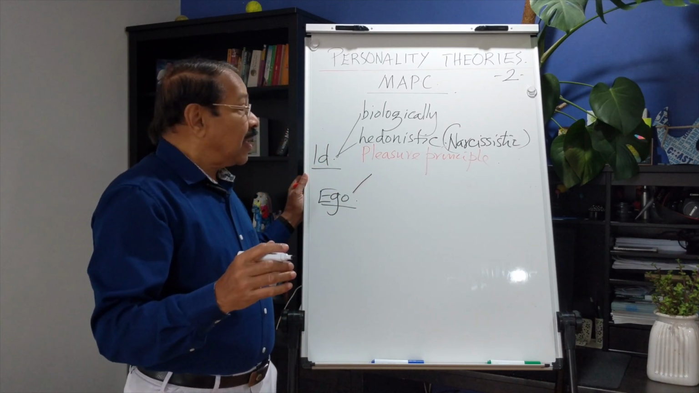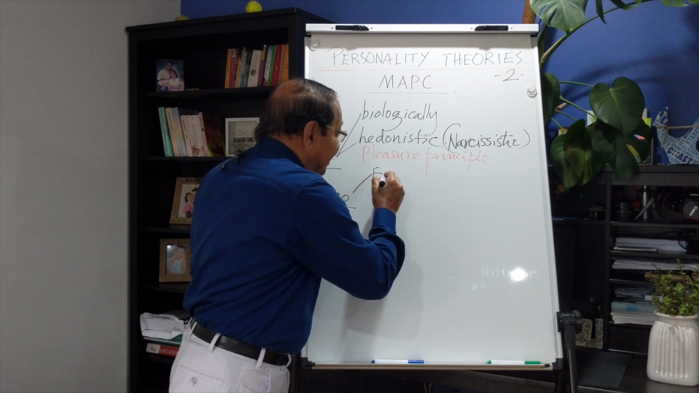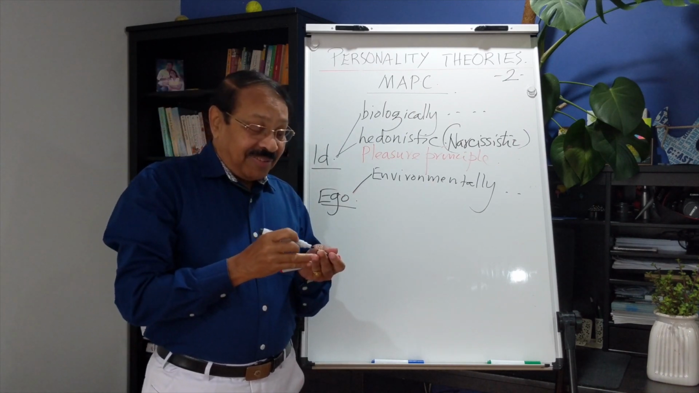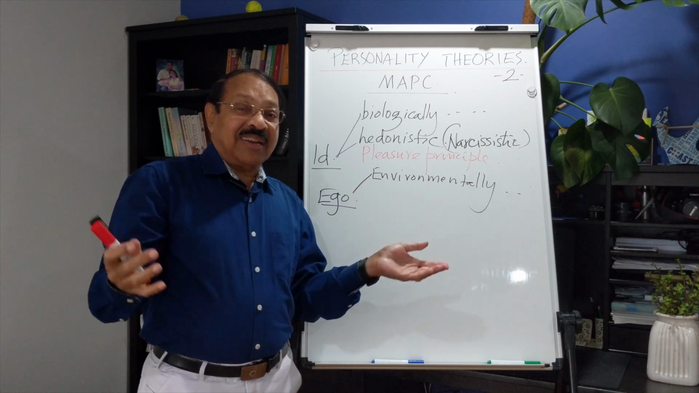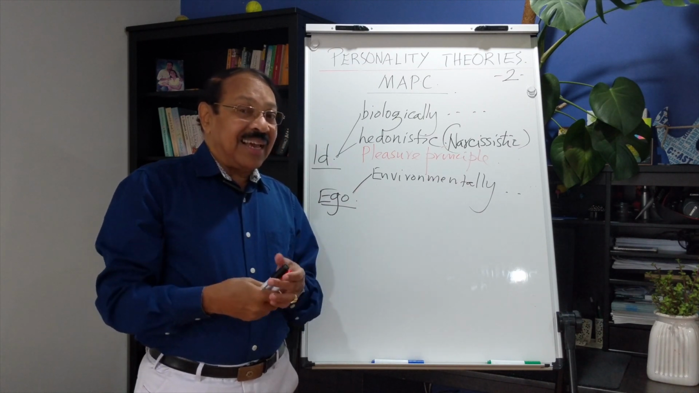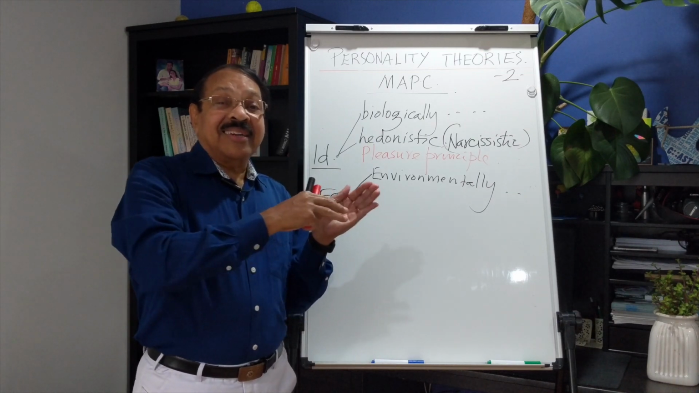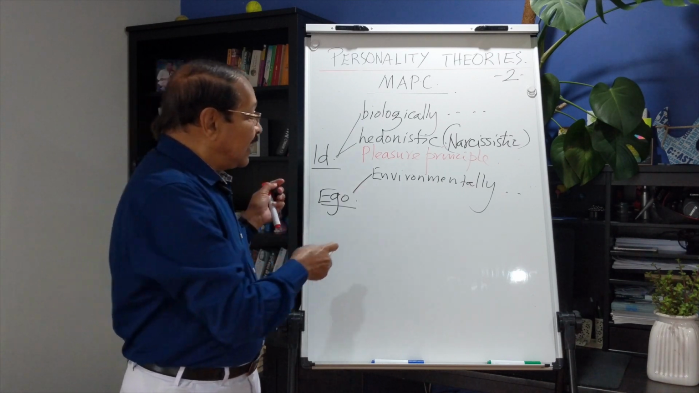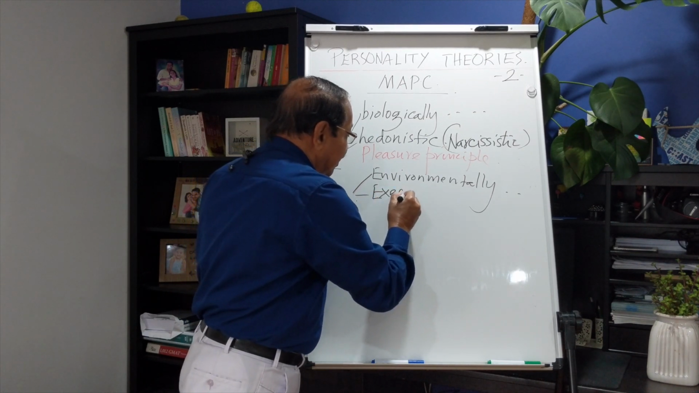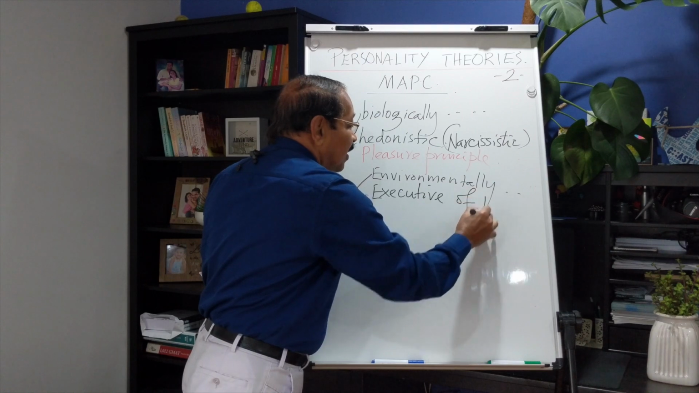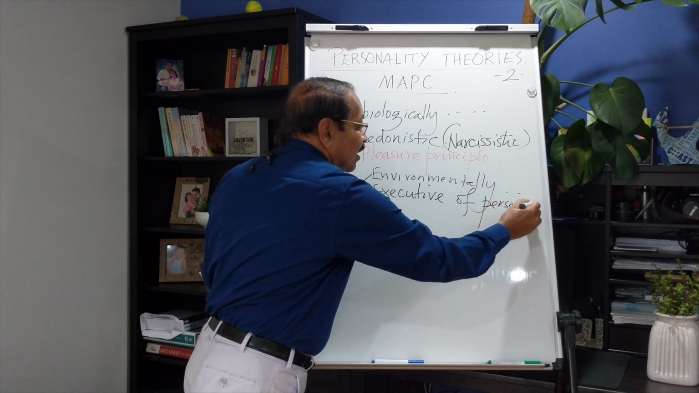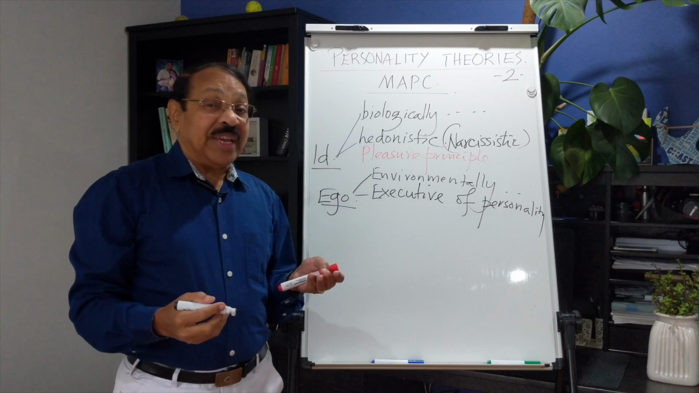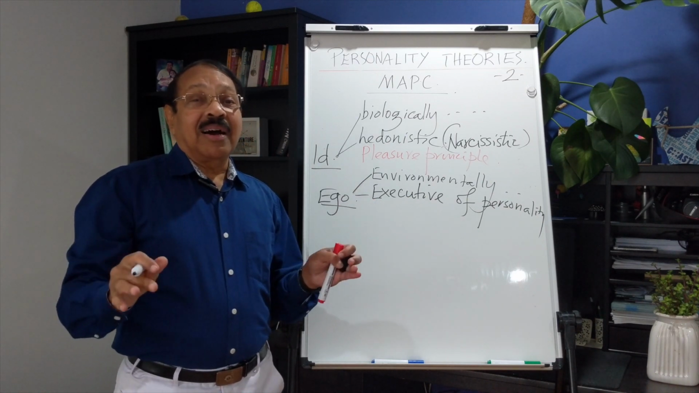The ego is environmentally conditioned. As a result of our interaction with the environment, the social and cultural realities, the physical realities, part of the id transforms into ego. And this ego is often regarded as the executive of personality. This is an important assumption, because if ego becomes weak, the entire personality will be upset.